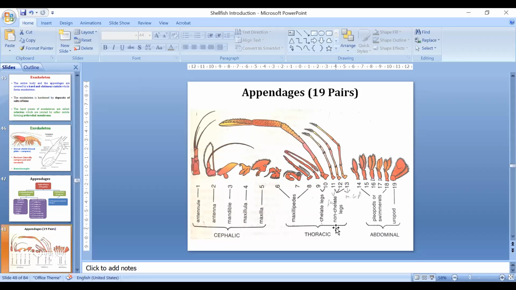Is it clear to everyone? Yes, ma'am. Okay, now the last segment of the body, that is the abdominal segment.